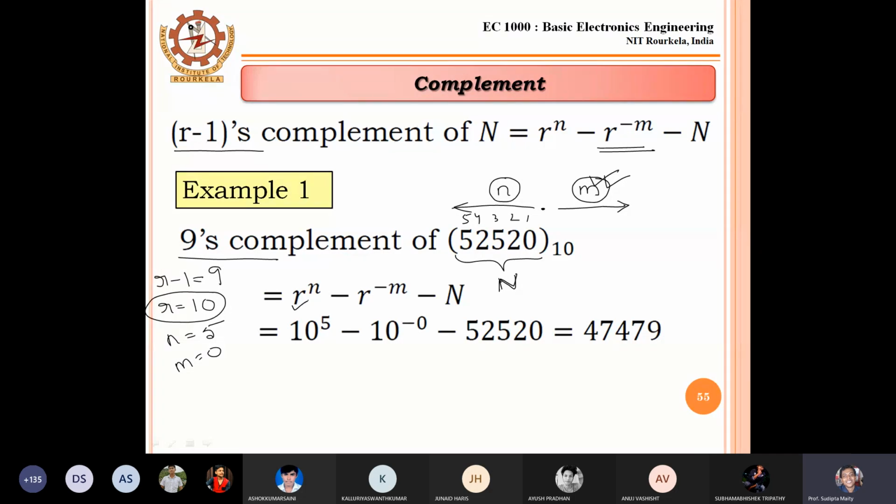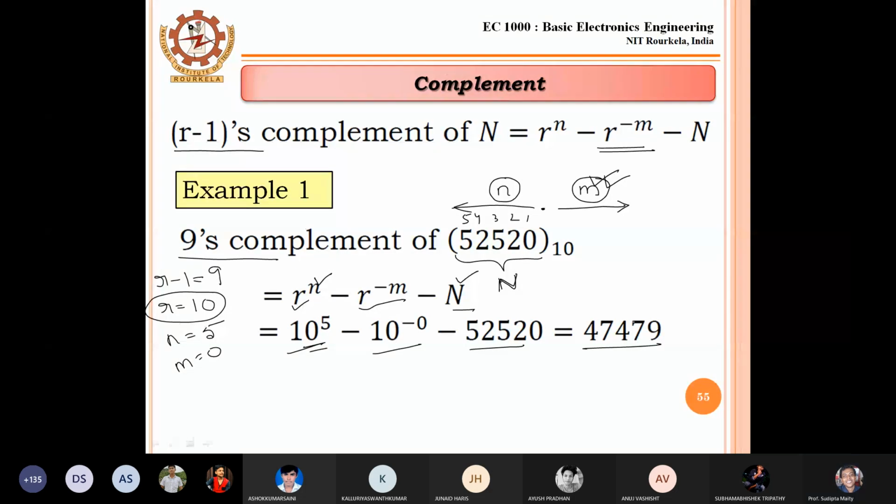So now we know r, now we know small n, we know small m, and we know capital N. You substitute. Okay, so r to the power n means 10 to the power 5, then minus r to the power minus m means 10 to the power minus 0, then minus capital N. So you substitute all those and use a normal calculator, you will get this result.